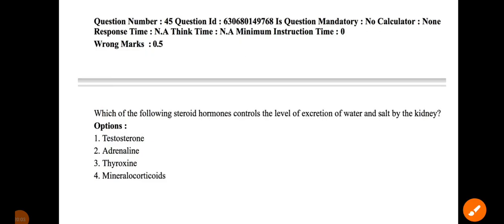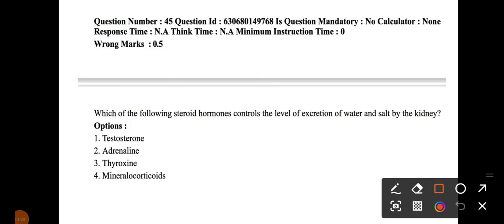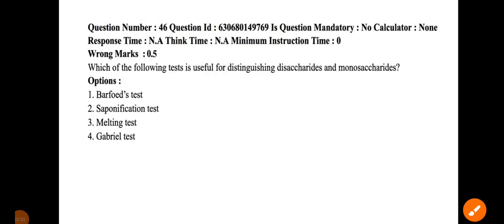Okay, the next, which of the following steroid hormones control the level of excretion of water and salt by the kidney? We have just seen this, right? What are the options? Testosterone, adrenaline, thyroxine, and mineralocorticoid. So what is the answer here? That is the mineralocorticoid. They control the excretion of water and salt balance in the body, right?